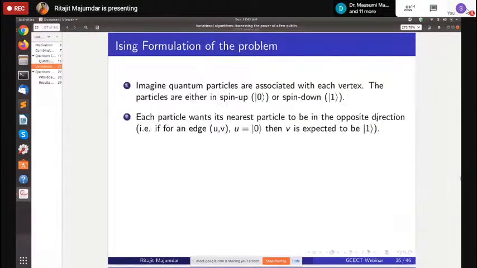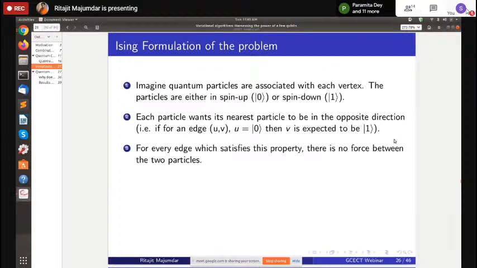So what we want is that if there is an edge UV, if U is 0, then V should be 1. Or vice versa. If U is 1, then V should be 0. This is what we want. And we want it for every edge. Whether it is possible for every edge or not, that is a different question. But ideally, we want it for every edge. Now we are taking this problem from computer science to a bit of quantum mechanics.